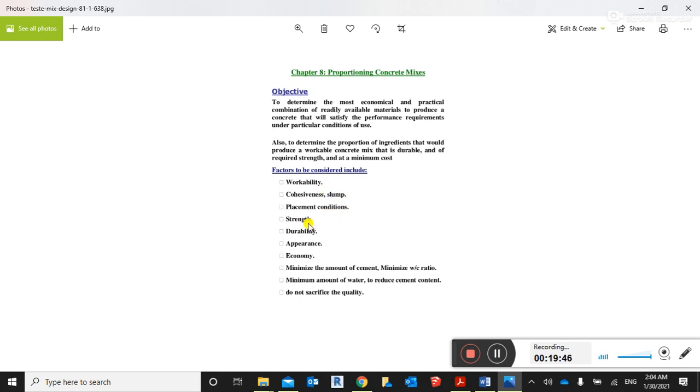Placement conditions, strength, durability, appearance, economy, minimize the amount of cement, or minimize the water cement ratio, minimum amount of water to reduce the cement content. These are the factors to be considered while concreting.